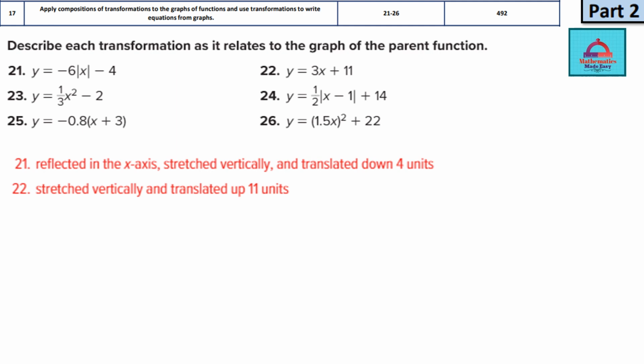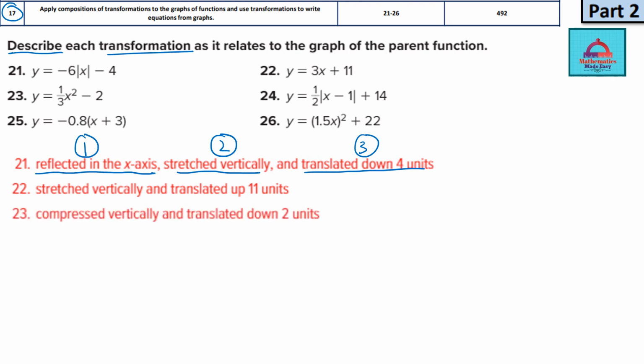Now, before we go further, let me remind you, in your ministry exam, you will only get the question where you have to describe the transformation. This is a question from part 2, meaning it is going to be multiple choice, so you will select all the correct options. Like this is the first option, reflected in the x-axis; second option, stretched vertically; third option, translated down. If you miss any of these options, your answer will give you partially correct marks, not the whole marks. So please, for each one, there is more than one transformation, select all correct answers.